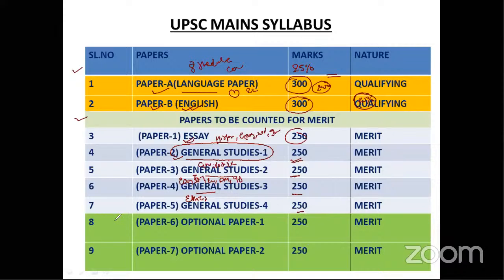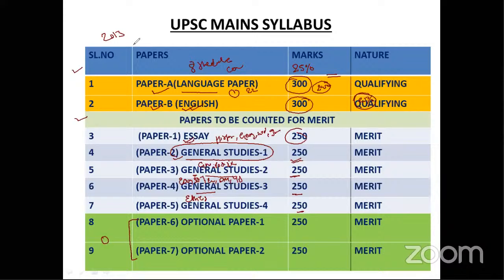Then your paper numbers 6 and 7, that will be your optional paper. Now, how many optionals do you have to choose for your UPSC mains? You have to choose only one optional paper. Since 2013, UPSC changed the syllabus, and from 2013 onwards you have to select only one optional subject, and that one subject plays a very important role.